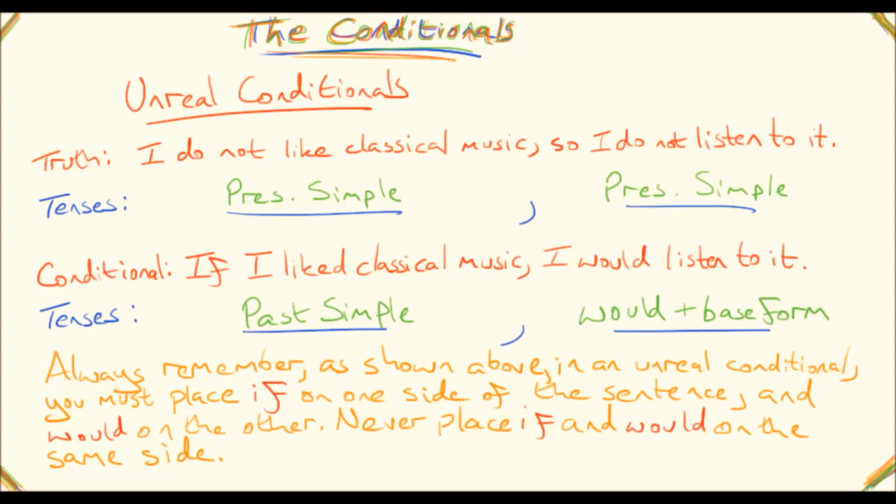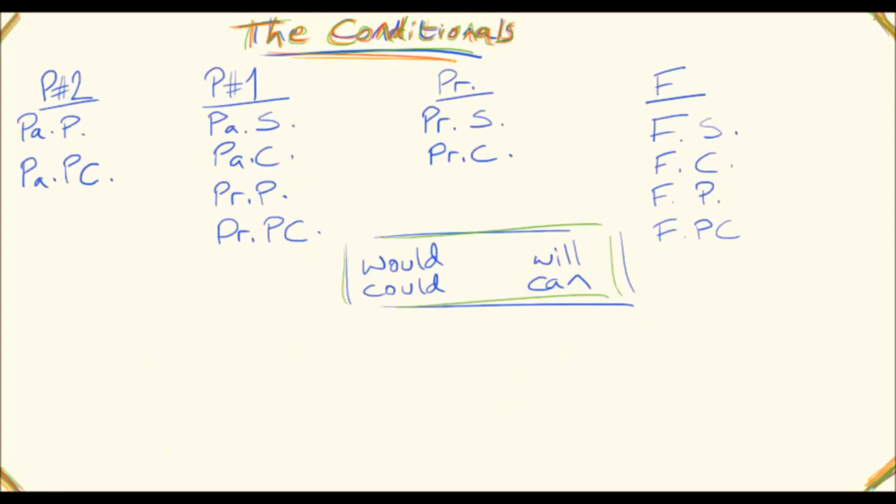But let's return to our times diagram to see what actually happened there. So here we are back at our times diagram, and we've got that simplified form of it again, plus another feature which I'll explain a little bit later. Let's just remember our sentence from a little bit earlier. I do not like classical music, so I do not listen to it. Well, I do not like classical music. What tense is that? I do not like.